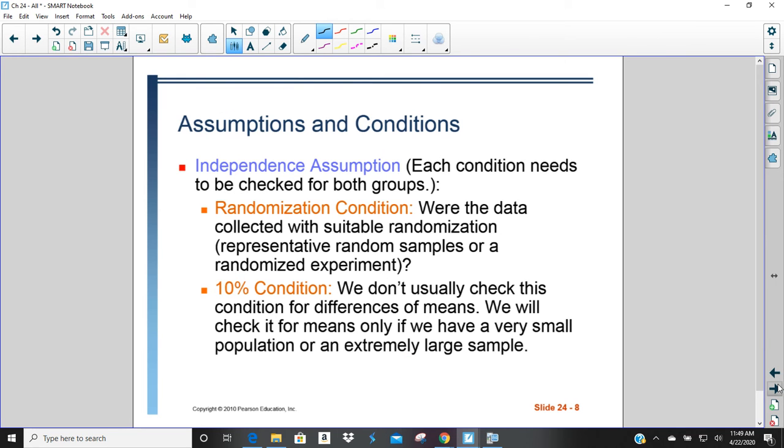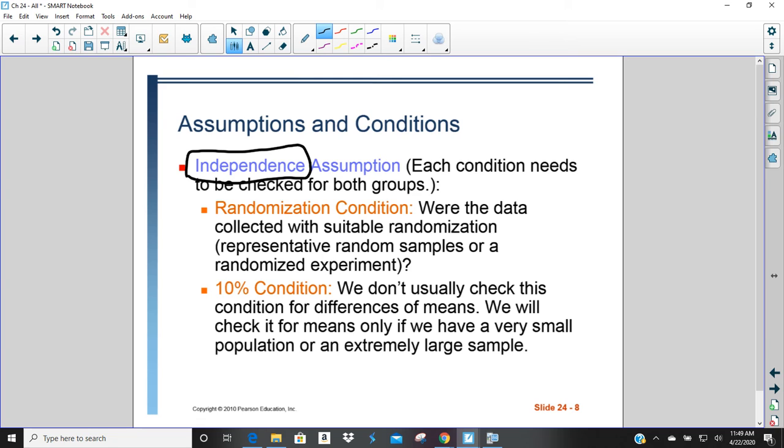Let's just run through assumptions and conditions for these. The assumptions and conditions are very similar to a combination of the conditions for means and conditions for two proportions. Okay, so we have a random condition. We still need to know whether it's random. Independence is also needed. We'll talk about that in a second.